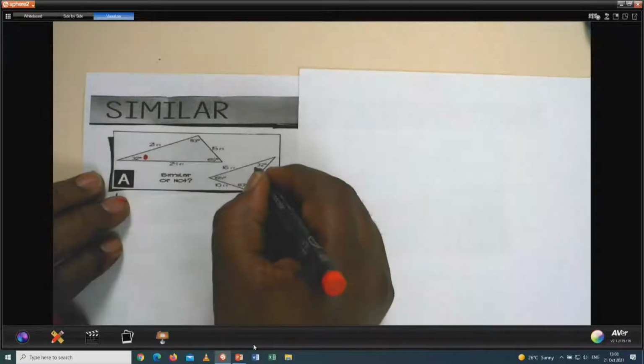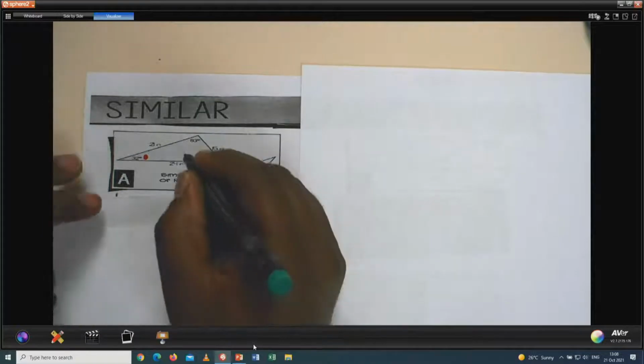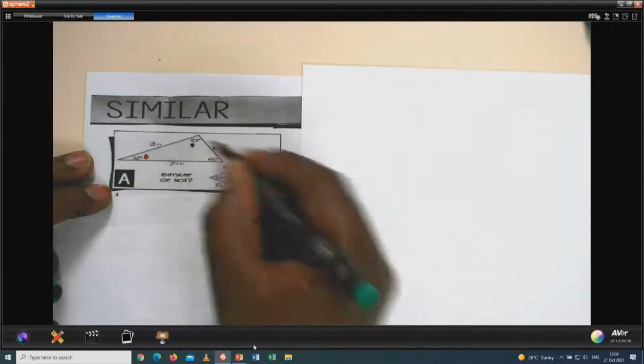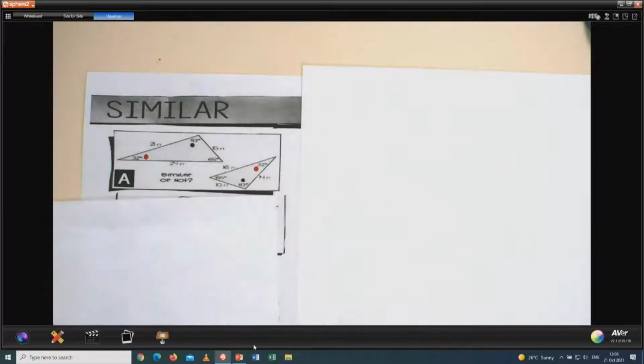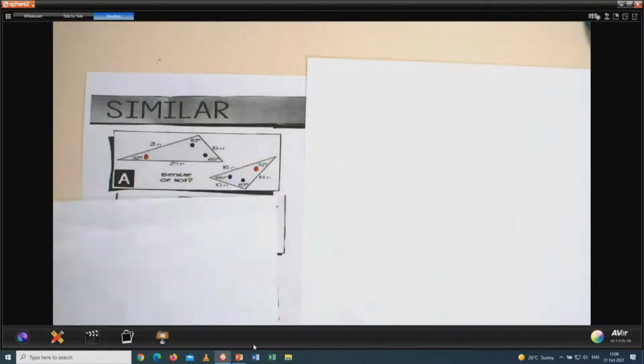We agreed one angles might be equal, equiangular. It's called equiangular, especially when you reach grade 12. That's where similarity and proportionality will also be waiting for you. Whatever you learn down here is a foundation.